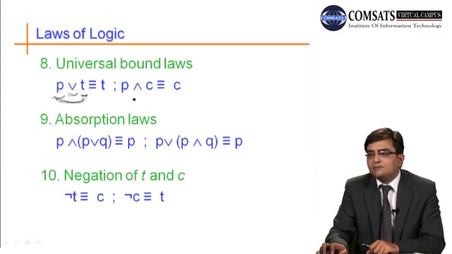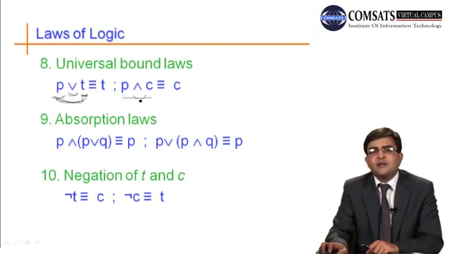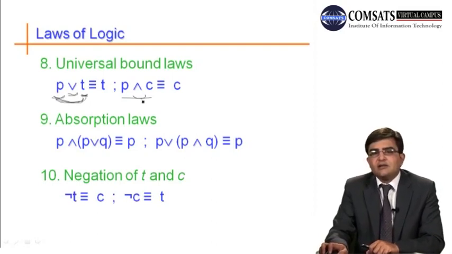Similarly, P and C. Now we have the conjunction operator. The conjunction of two propositions is true when both propositions are true. As we have C here, which is a contradiction and always false, this compound proposition P and C is always false, which is logically equivalent to a contradiction.